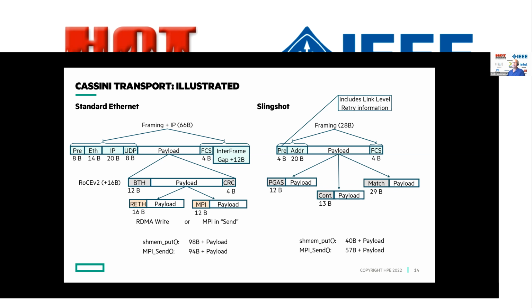At the bottom here, you can see a comparison of what it takes in terms of header overhead and other framing overhead for SHMEM put. We can do 40 bytes of header plus framing total. That's everything. Everything that's on the wire is 40 bytes of overhead. And then for the MPI case, it's only 57 bytes.